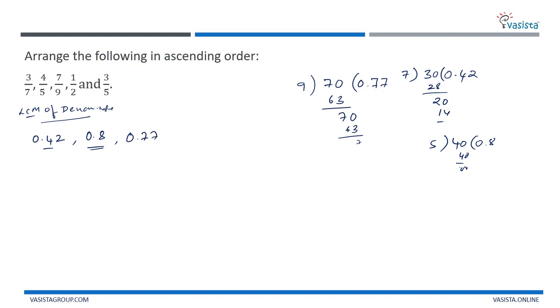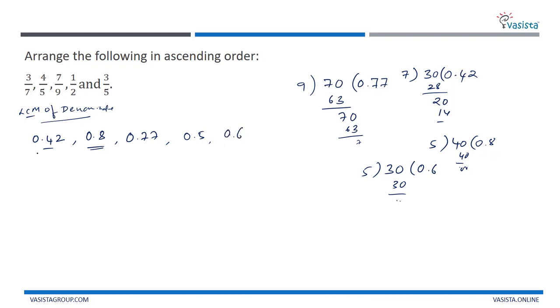This is the third one. The fourth one, 1 by 2, is nothing but 0.5. The fifth one is 3 by 5. Take a 0 here, right? 5 6s are 30. This is going to be 0.6.